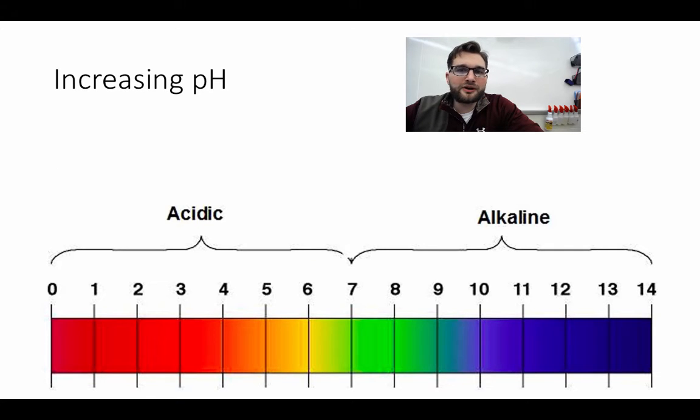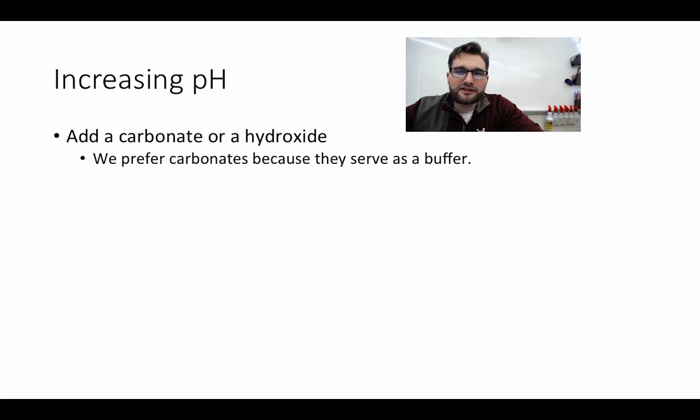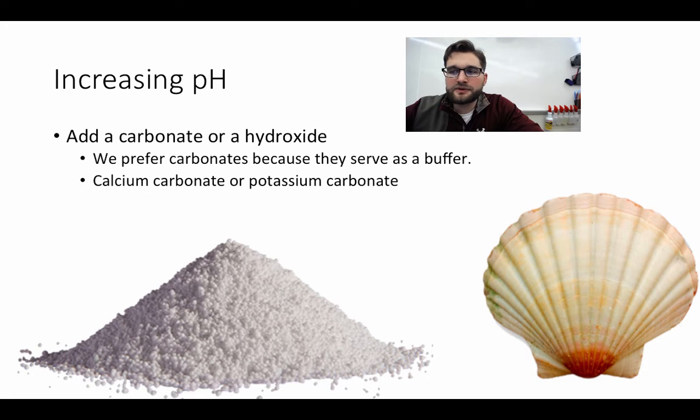So how are we going to go about increasing pH if we need to increase the pH? In that case, we're going to add either a carbonate or a hydroxide. In this case, we prefer carbonates, mostly because they're going to serve as a buffer as well. So we can add calcium carbonate or potassium carbonate. Calcium carbonate, we should be familiar with it being just simply in seashells. So it's not really going to cause very many problems inside of our system.